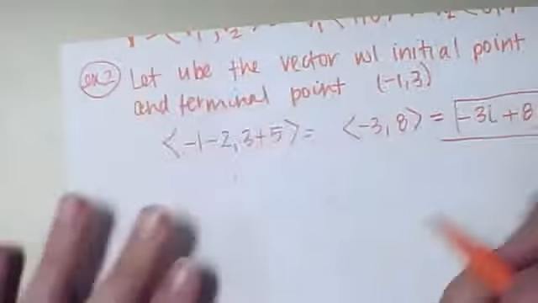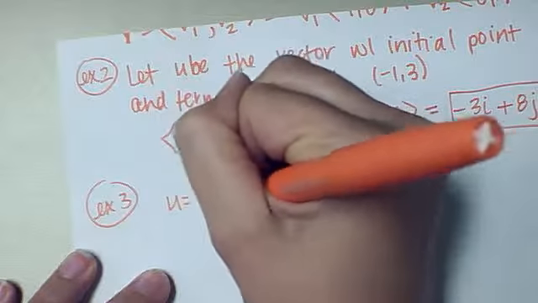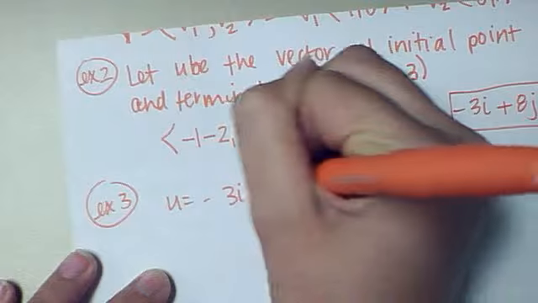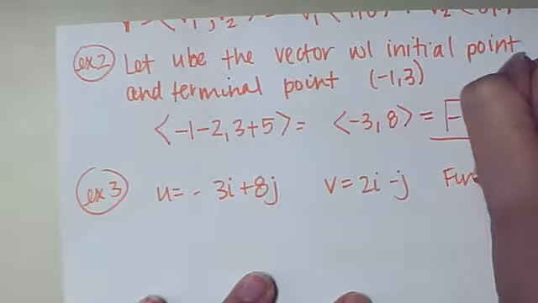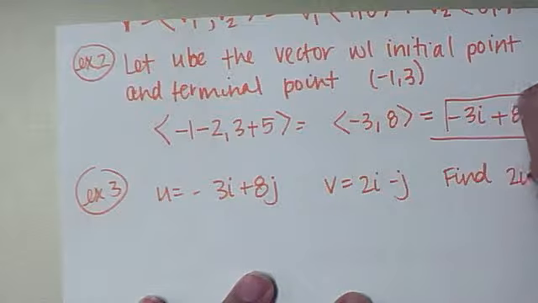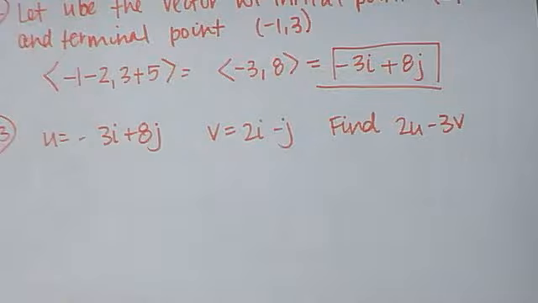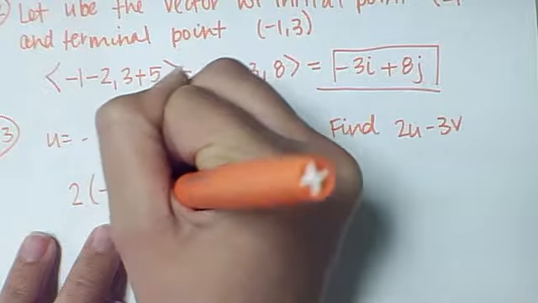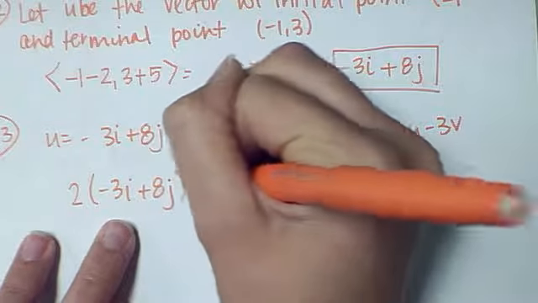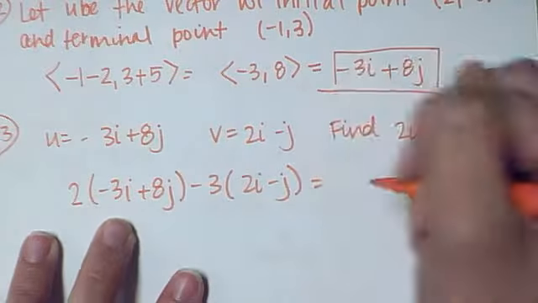Okay, our last example, number 3. If u equals -3i plus 8j, and v equals 2i minus j, I want you to find 2u minus 3v. So now I want you to be able to go the other way. Let's start by just multiplying. I've got 2 times u, which is -3i plus 8j, minus 3 times v, which is 2i minus j. I want to be sure I distribute all that out.